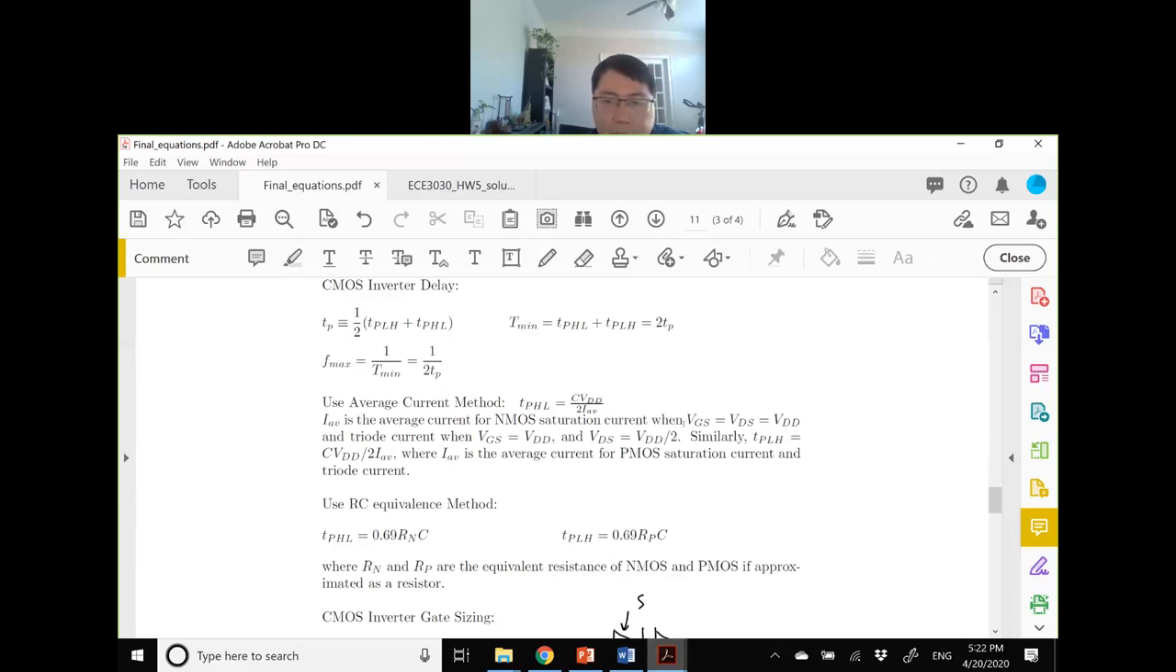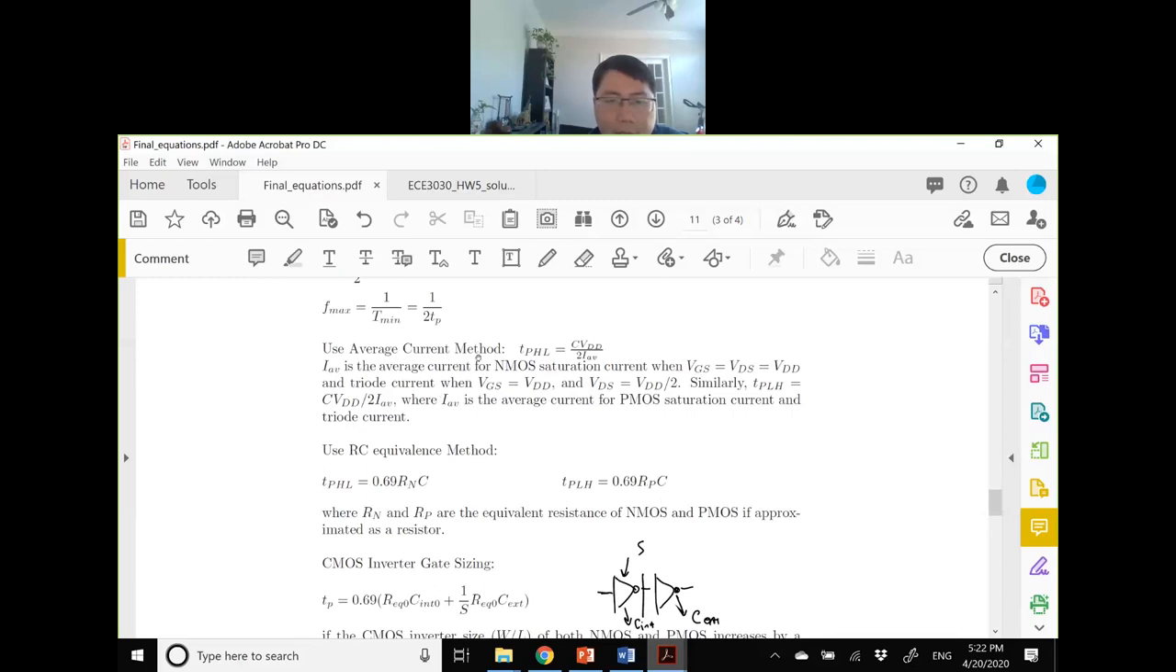The initial point is when the input gate voltage equals the drain voltage equals VDD. The final point is when the input gate voltage equals VDD, but the drain voltage equals half VDD. So you get the saturation current and the threshold current, and then take the average. You can plug in here, and then you can get the TPHL. And similarly for the TPLH, which is when the PMOS is working. So this is the average current method.